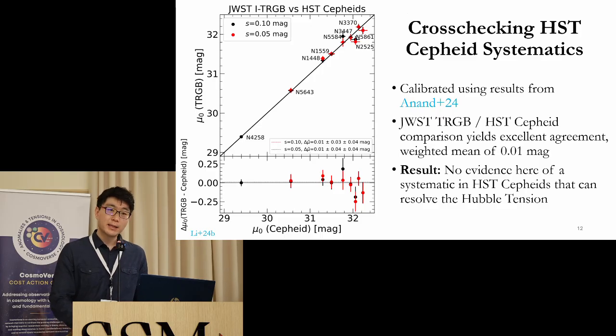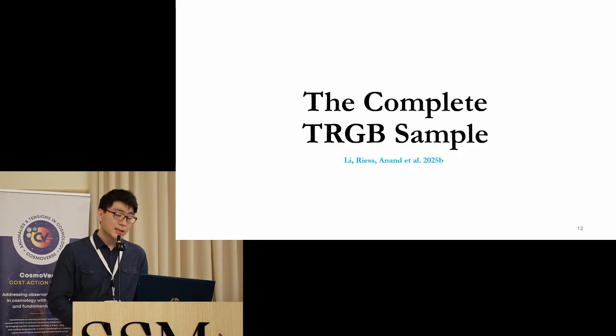Now, of course, one of the limitations of this study is the sample size. Here we only have 8 different galaxies that we're looking at. So one thing that we can do is to maximize the sample size of our TRGB distances in order to increase the statistical leverage we have on our comparisons with Cepheids as well as H0 measurement.